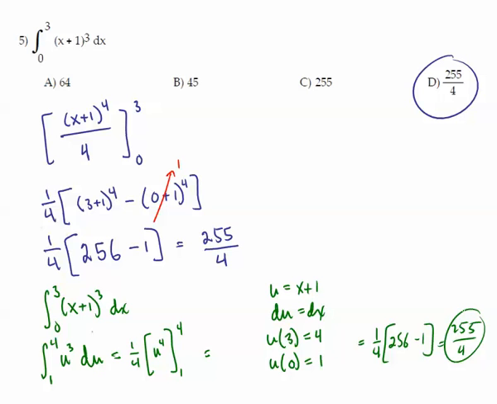Again, when the derivative of the inside function is 1, then you can treat it as if it's just x. But obviously you leave the x plus 1 there. Raise it to the fourth, divide by 4, and evaluate from 0 to 3. All right, we'll stop this one here.